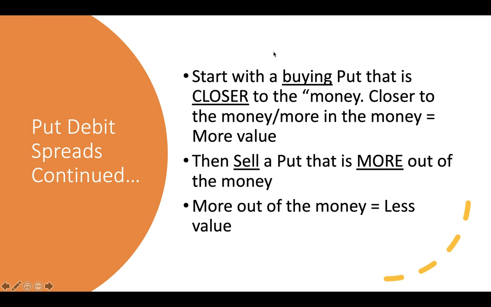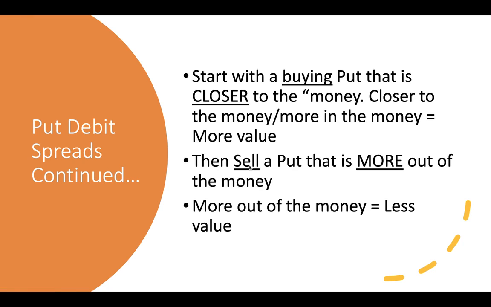Next slide. In order to build out a put debit spread, we will start by buying a put that is closer to the money. In our example, the $435 strike price was closer to the underlying stock price, which was at $438. So we buy the closer to the money, more valuable put, and then we sell the more out of the money, less valuable put. Just think back, the put we sold was about $750, and the put we bought was about $900.